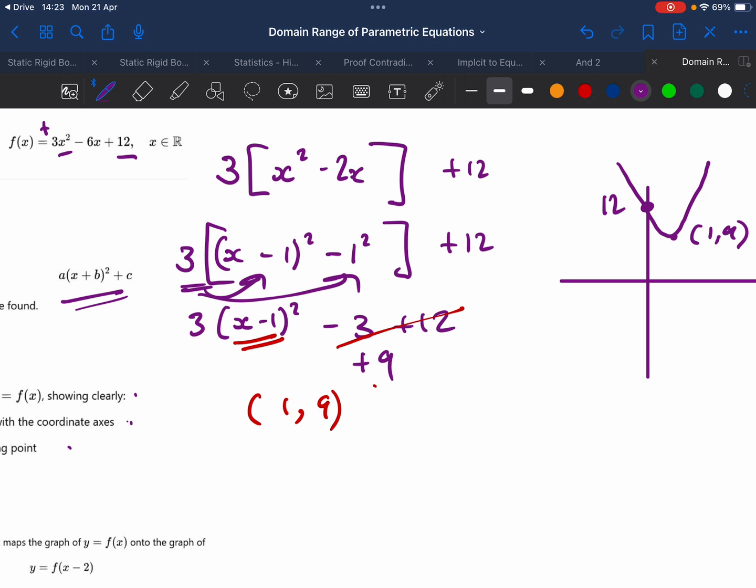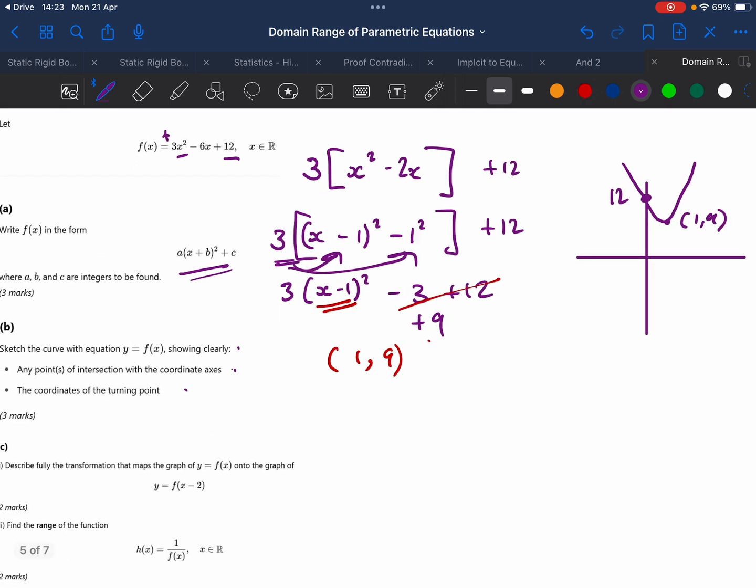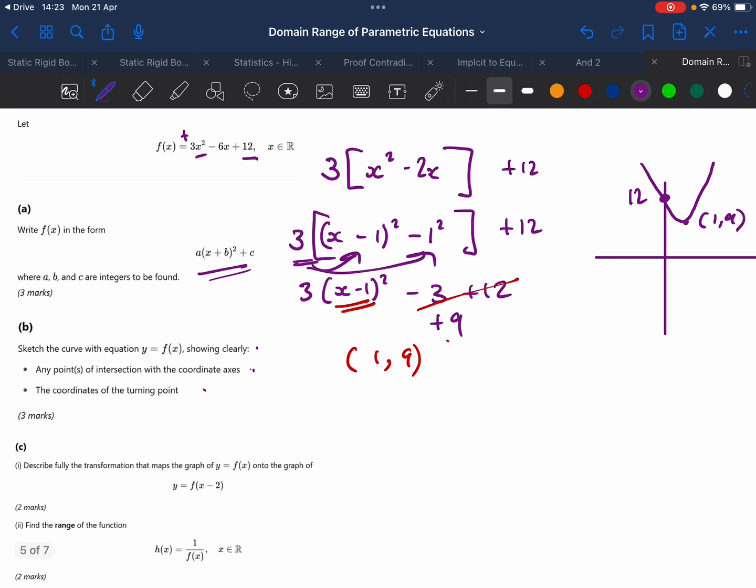Okay, there are no roots. You can see that there's no roots because it's turned around before it's gotten to the x-axis. So we are done here. Sometimes they do want actual coordinates rather than points. So I'm going to do that just to be safe.